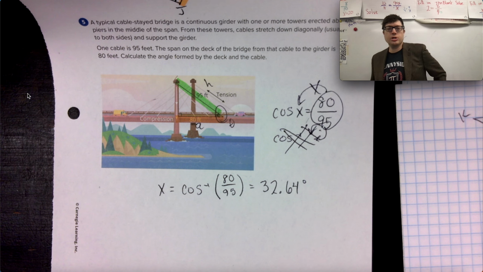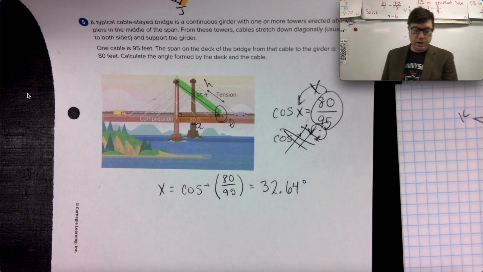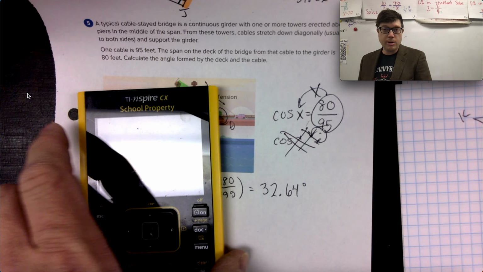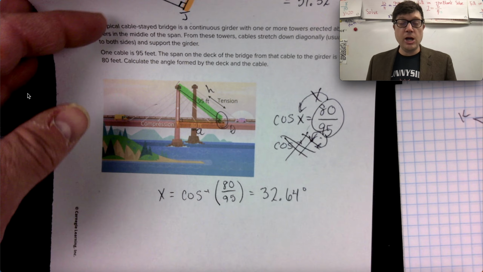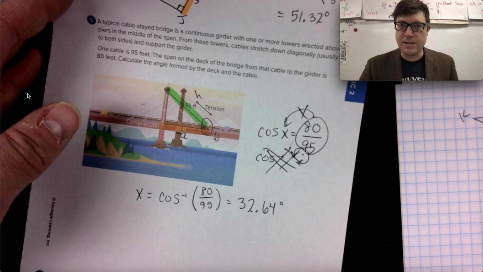There it is. What I want you to do is figure out the angle measure: get your calculator out, go to radian or degree mode, solve for cosine inverse. Cosine inverse helps you find the angle measure. Cosine is the adjacent side divided by the hypotenuse.